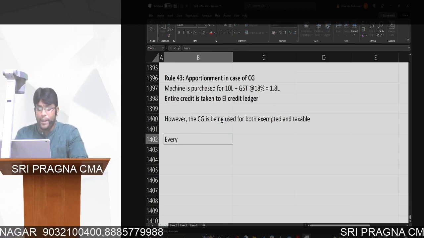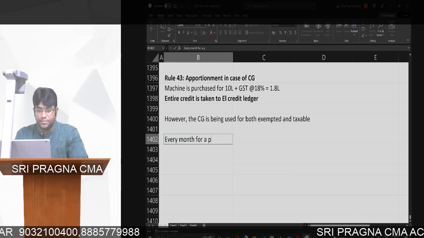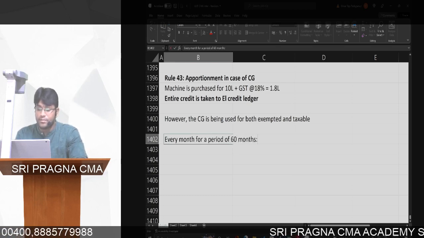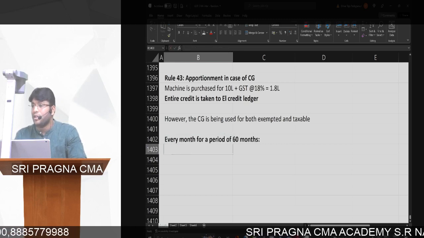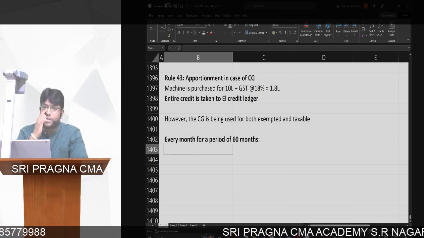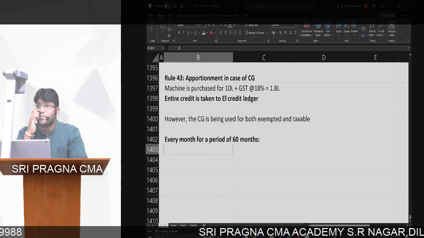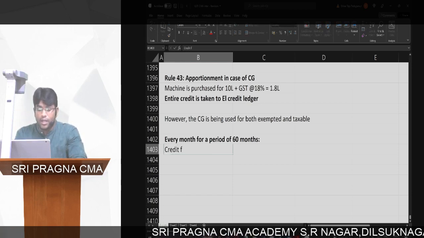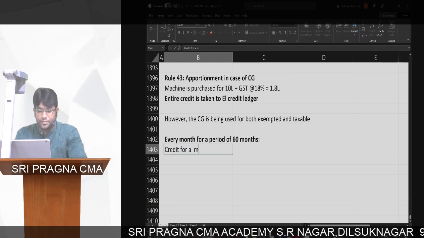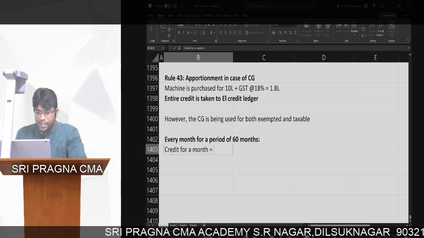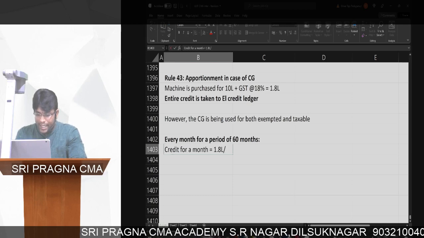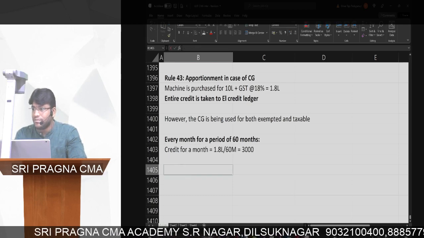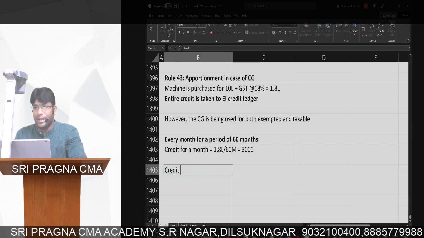Now do one thing. Every month, for a period of 60 months, do the following activity. Why 60 months? Because GST law believes that the useful life of a capital good is 5 years, nothing but 60 months. Credit for a month is equal to 1.8 lakhs divided by 60 months, which comes to 3,000. Calculator not required.